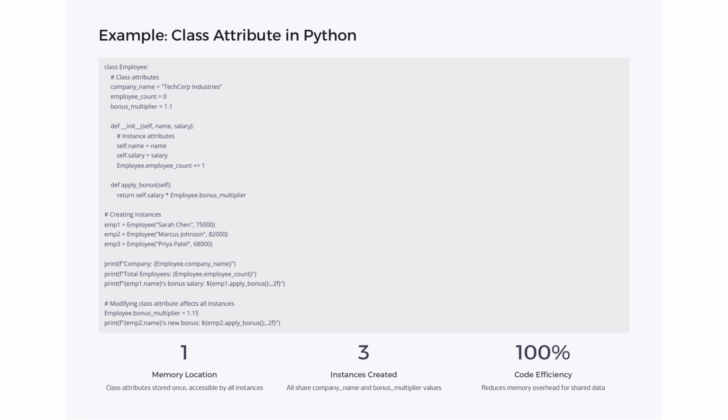Class attributes like company name and bonus multiplier are shared across all Employee instances, reducing memory usage. Modifying the bonus multiplier affects all employees' bonuses, demonstrating efficient data management. With each new employee instance, the employee count increases, showcasing how class attributes track shared data efficiently.